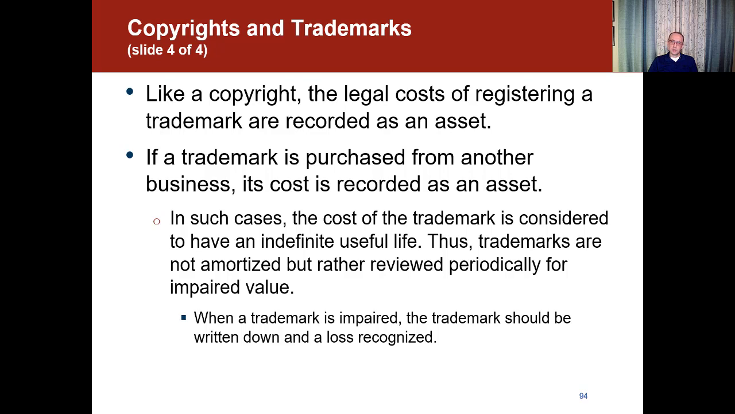So let me stop here. In the next video, I'm going to continue the discussion of intangible assets, and we'll talk about goodwill, and we'll wrap up the chapter in the next video.